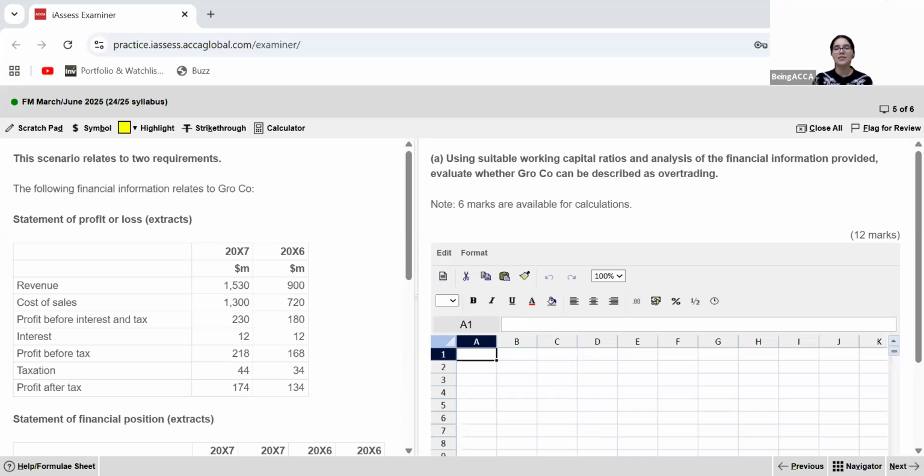Now the name of the question is Grow Company. And as you can see from the very first requirement itself, this pertains to the working capital area of the syllabus. Usually, this is not the usual kind of question that gets tested. Usually, you get tested on inventory management or your receivables and payables management. But here, you have to answer a slightly different requirement.